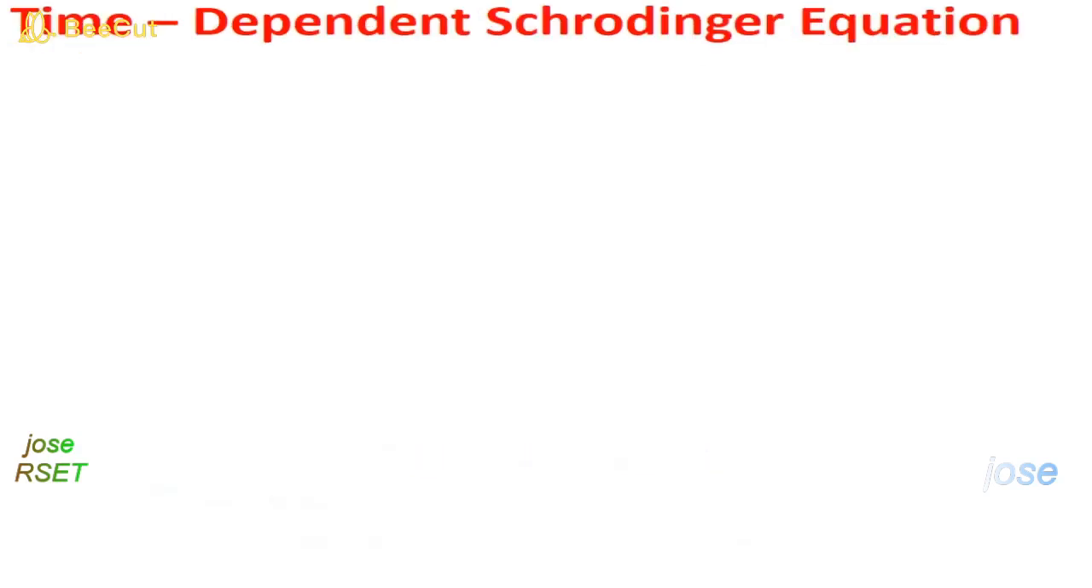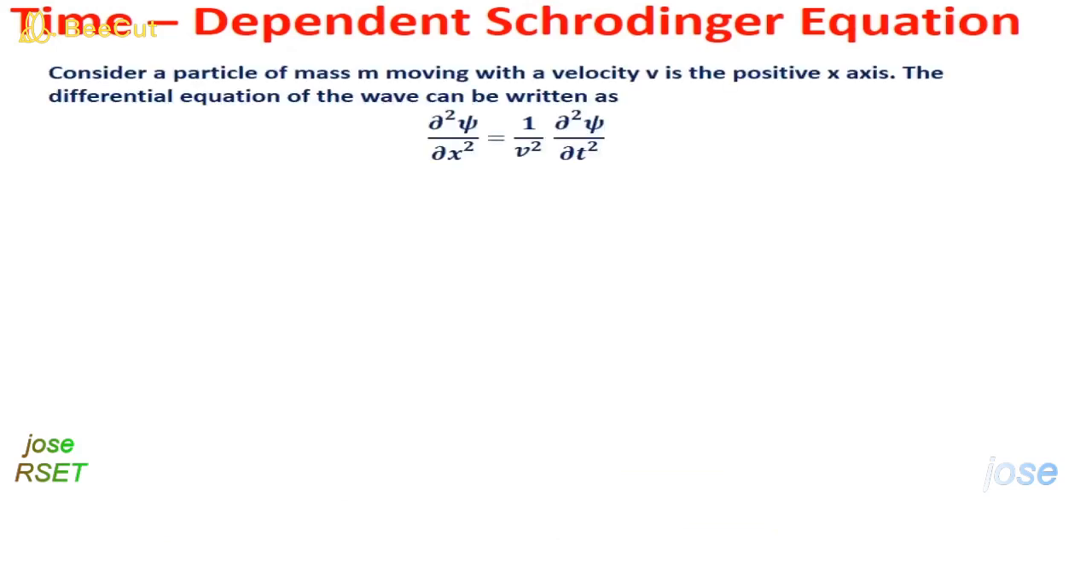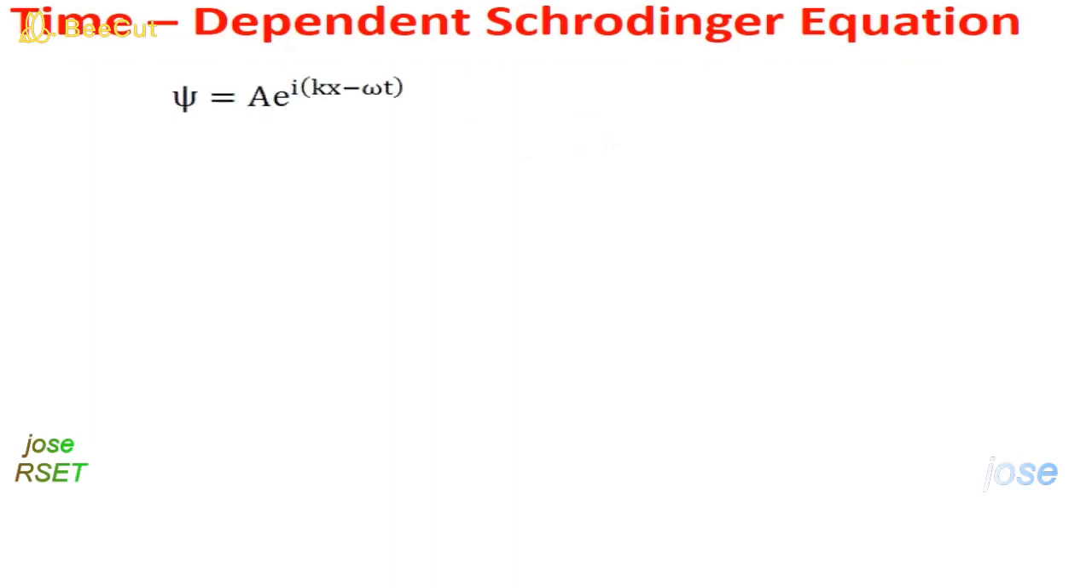Time-dependent Schrodinger equation. Consider a particle of mass m moving with the velocity v along the positive x-axis. Therefore, the differential equation of the wave can be written as ∂²ψ/∂x² = (1/v²) ∂²ψ/∂t². The solution of this wave equation is of the form ψ = A e^(i(kx − ωt)), or ψ = A e^(−i(ωt − kx)).